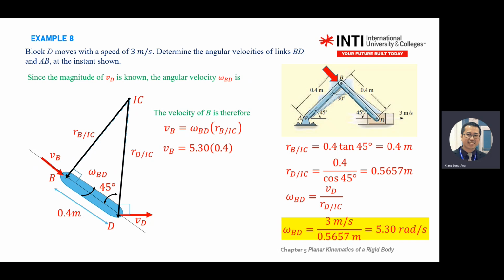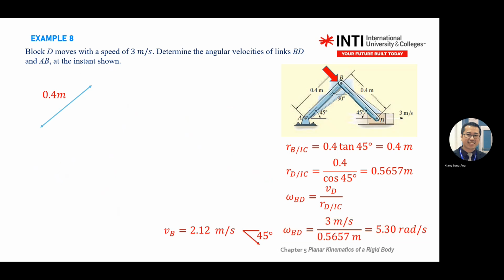Okay, so the important part is how to link this point and this point by omega. Then the angle will be 45, go down from horizontal. Okay, then you go back, do the same for link AB.